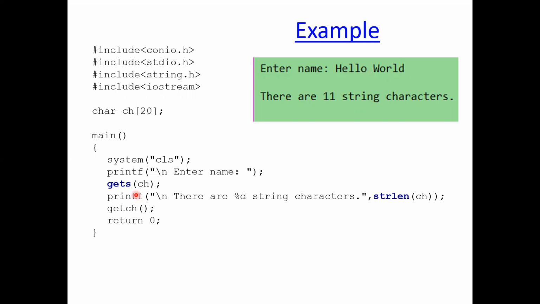In gets, whenever it encounters the enter, whenever you push the enter button on the keyboard, it will terminate. However, in scanf, it will terminate if it encounters a space, or whenever you push the space bar on the keyboard. That is the difference between using gets and scanf.